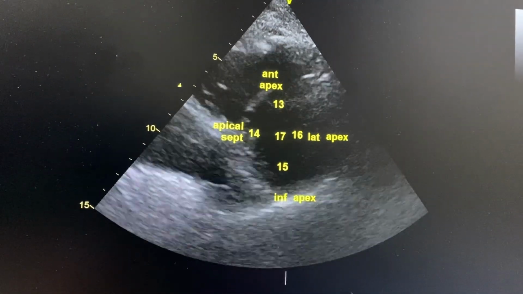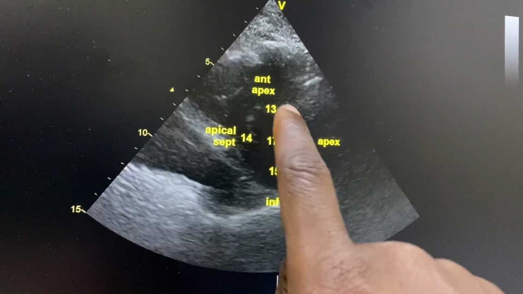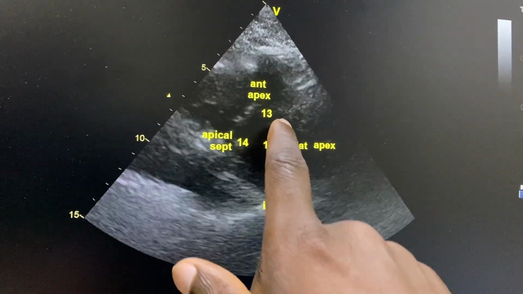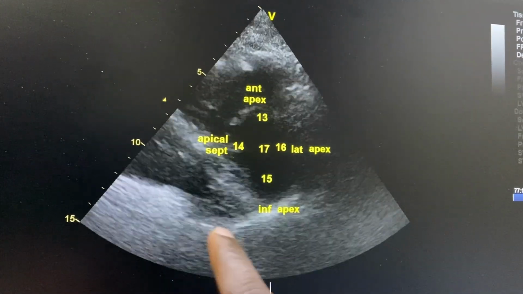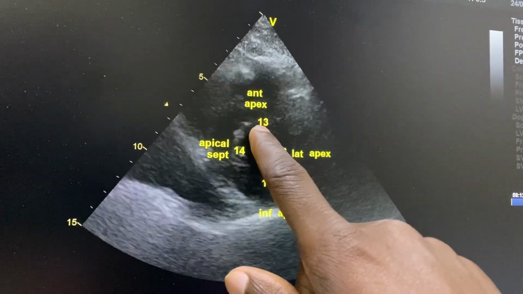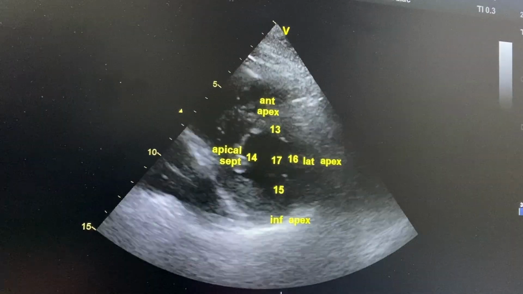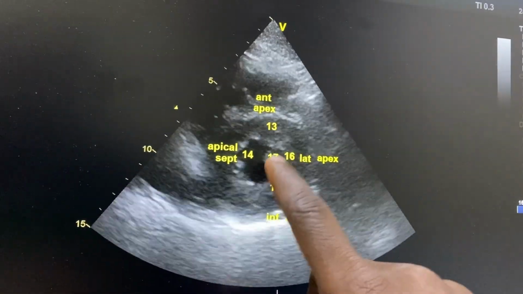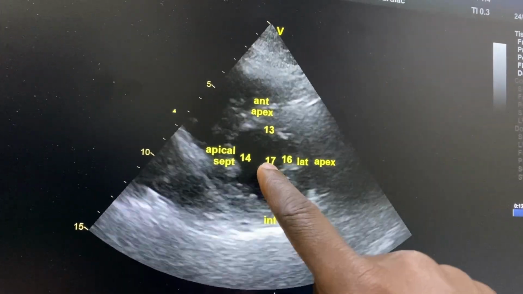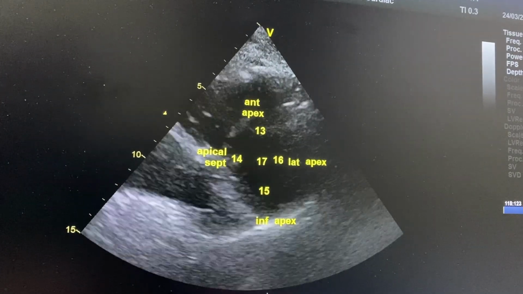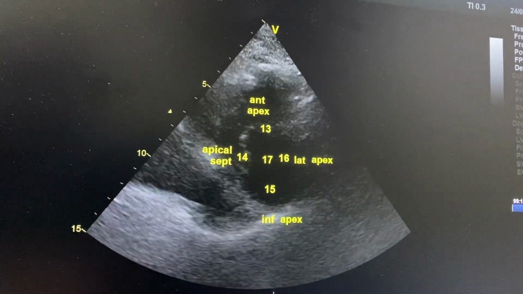Yeah, this is the short axis. Now here things are going to change at the level of the apex. If you follow our numbers, we stopped on 12, we have 13, 14, 15, and 16. We want 17. The apex is in the middle there. 17 is in the middle, the real apex.